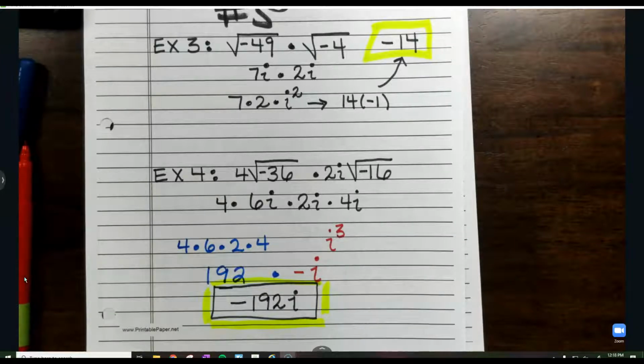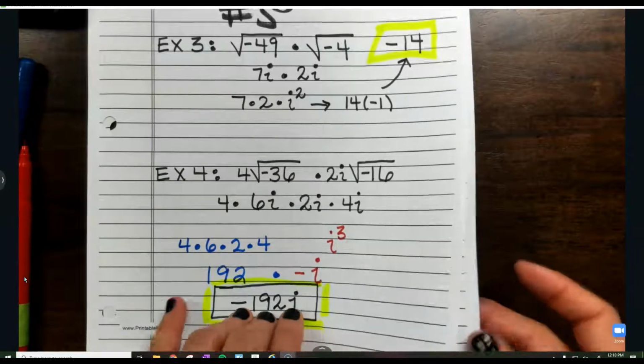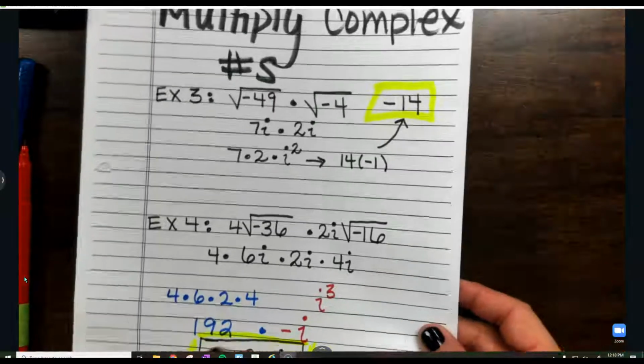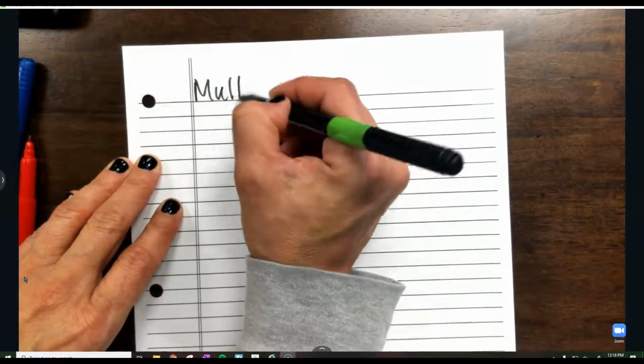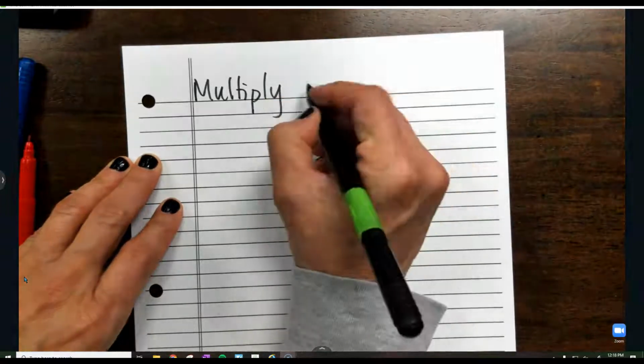Okay, so example 3, example 4. This next example, you know what? This is going to be a free example. This is just free of charge. Don't put a number next to this. Let me see if you remember. It's still multiply. But we're going to go old school.